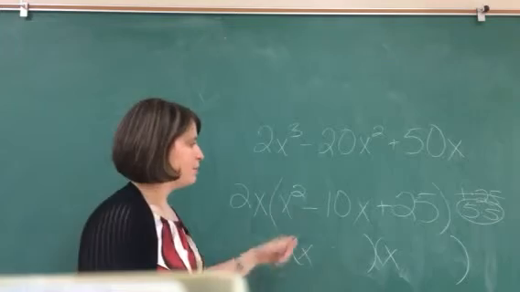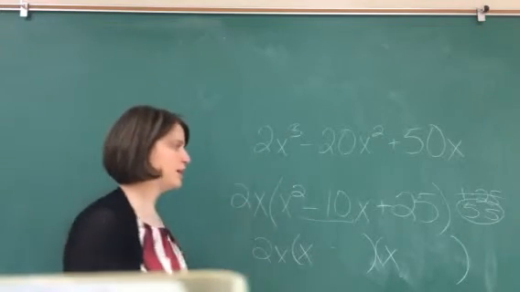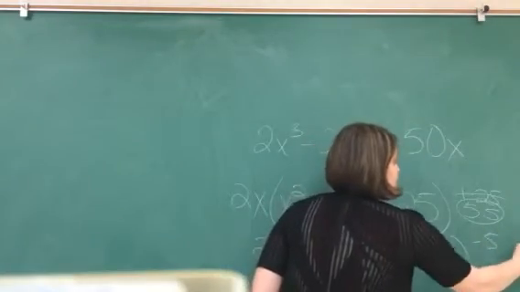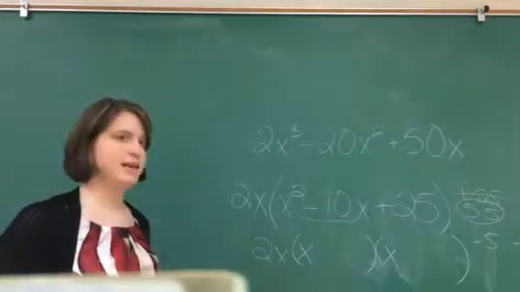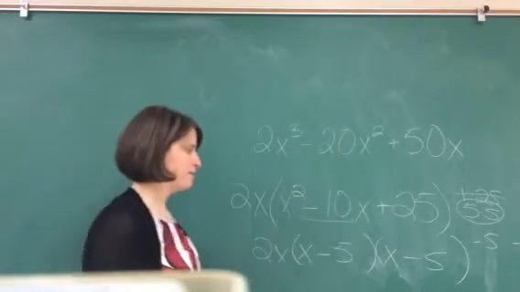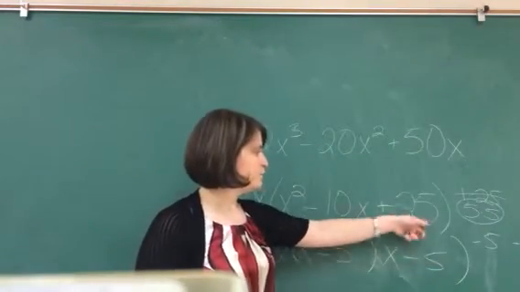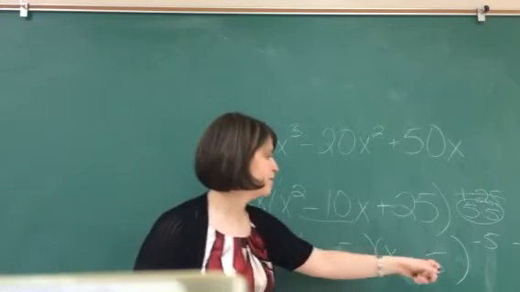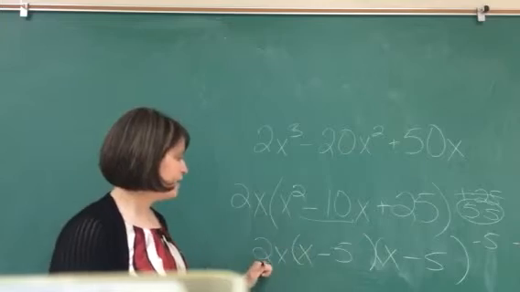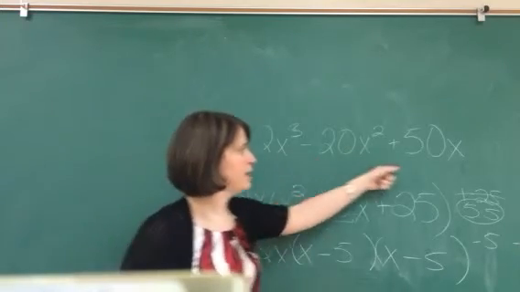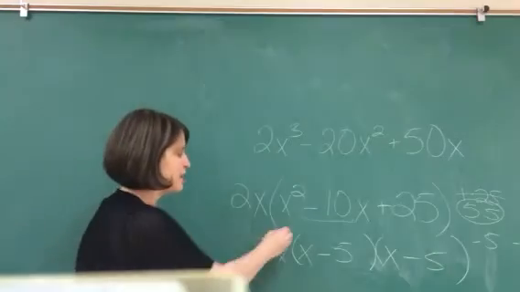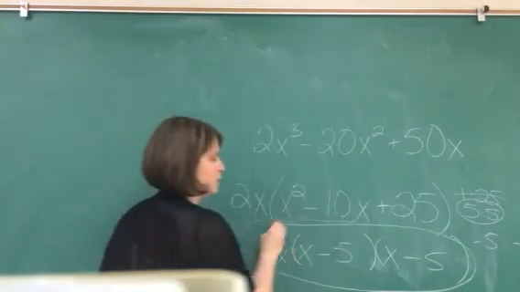Now keep in mind, I want a negative 10. So how am I going to get negative 10 with 5 and 5? Well, if I have negative 5 and negative 5, that'll get me negative 10. So x minus 5, x minus 5. Negative 5 times negative 5 is positive 25. Negative 5 plus negative 5 is negative 10. So I know this will get me back to here. And then if I multiply through by the 2x, it'll get me exactly what I started with. Okay, so that's a good way to check to make sure that you factored correctly.